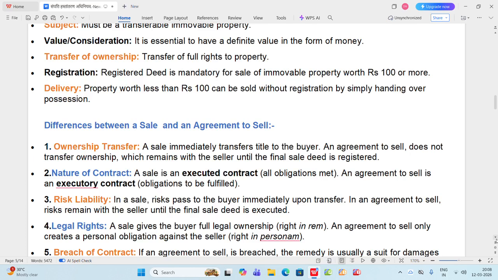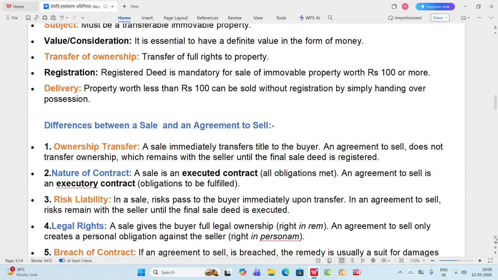In a sale, risk passes to the buyer immediately. What is risk here? Suppose you are going to buy a house. When you pay money for the house, all the rights of the house are transferred to you. But suppose the house catches fire, then what happens? The risk of catching fire now passes to the buyer immediately. So there is no liability of the seller. Now it is your liability if you are a buyer.